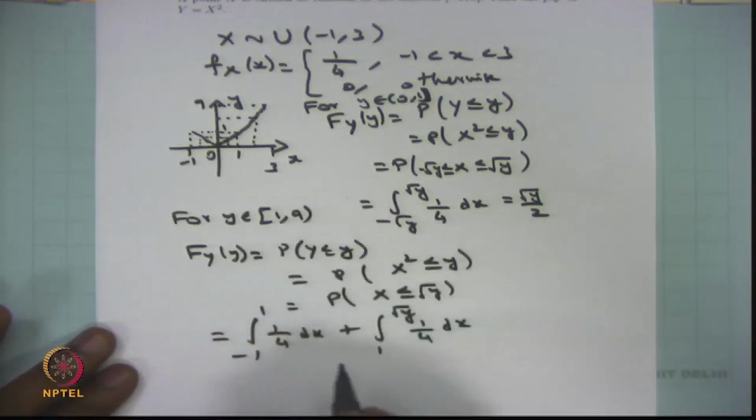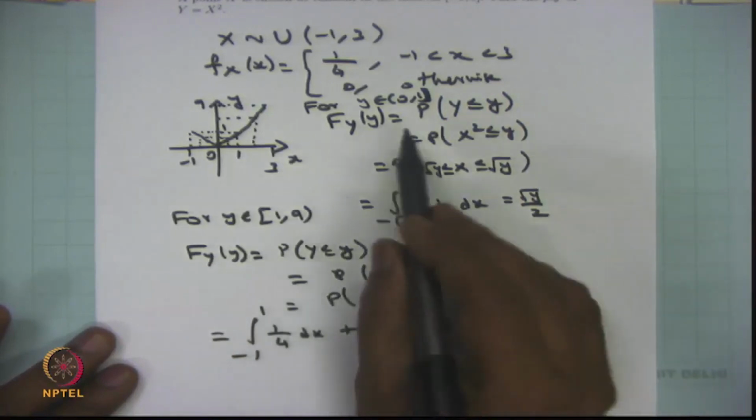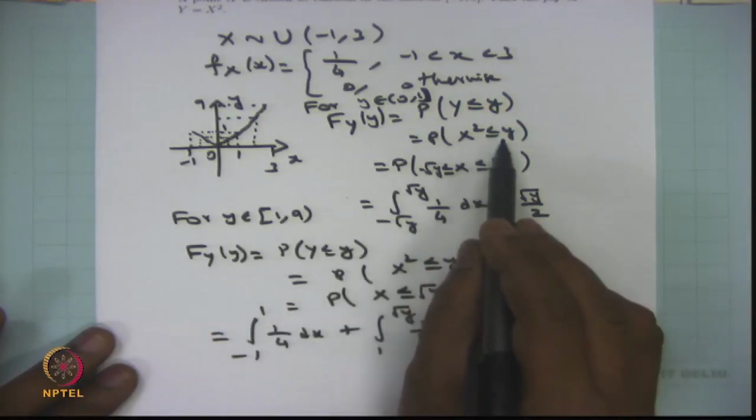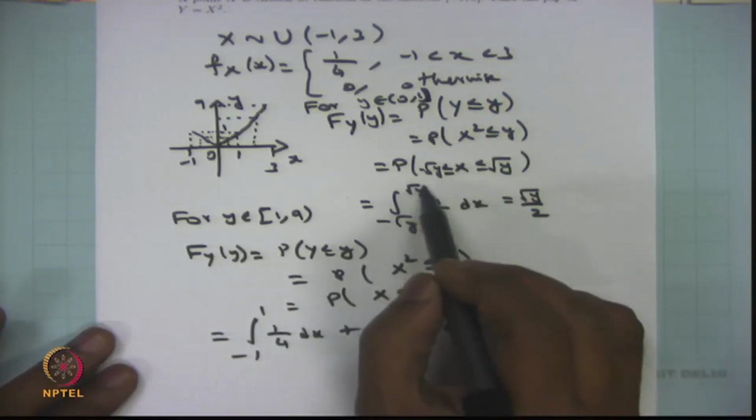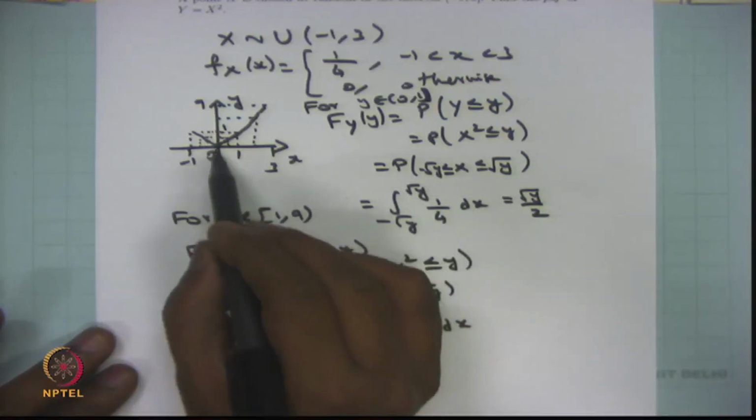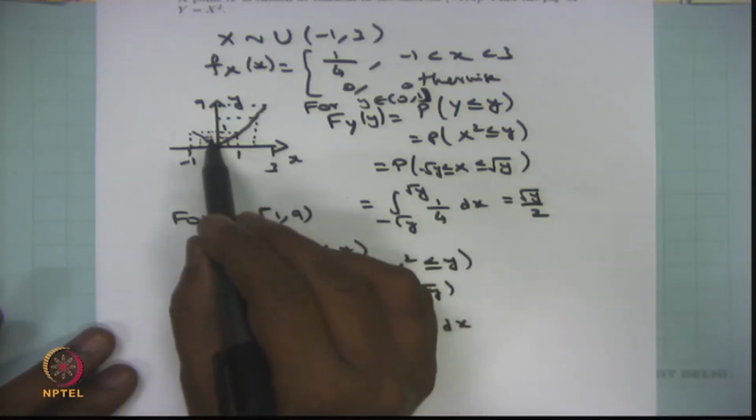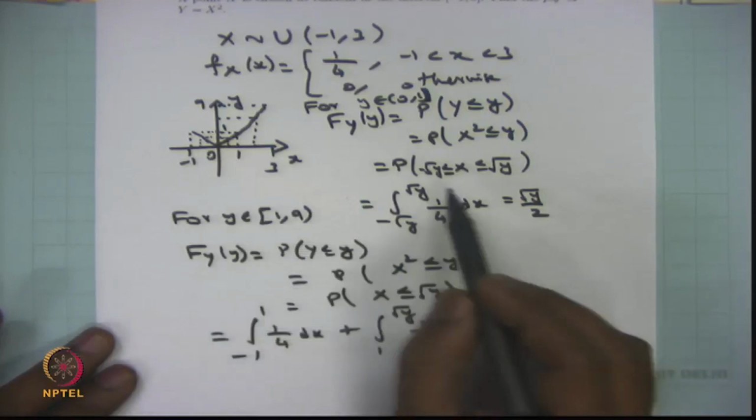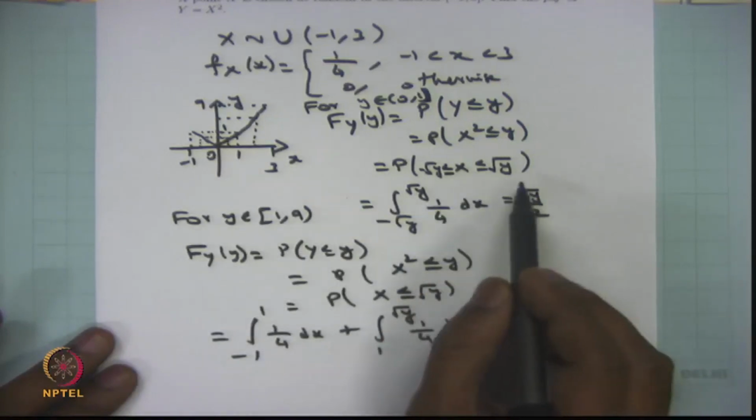You see the difference: when y lies between 0 to 1, the probability that x square is less than or equal to y is the same as x lies between minus square root of y to plus square root of y, because it has 2 inverses between the interval 0 to 1. When y takes a value 0 to 1, x has 2 inverse images. Therefore, it is minus square root of y to plus square root of y.